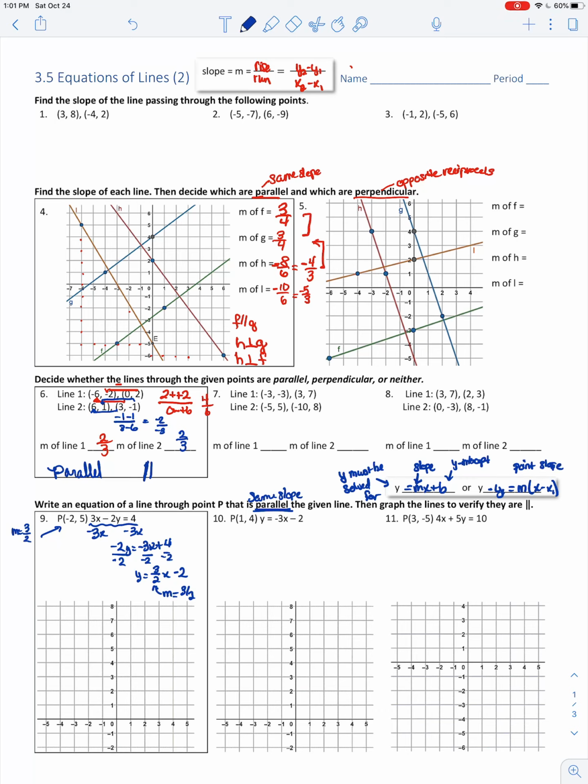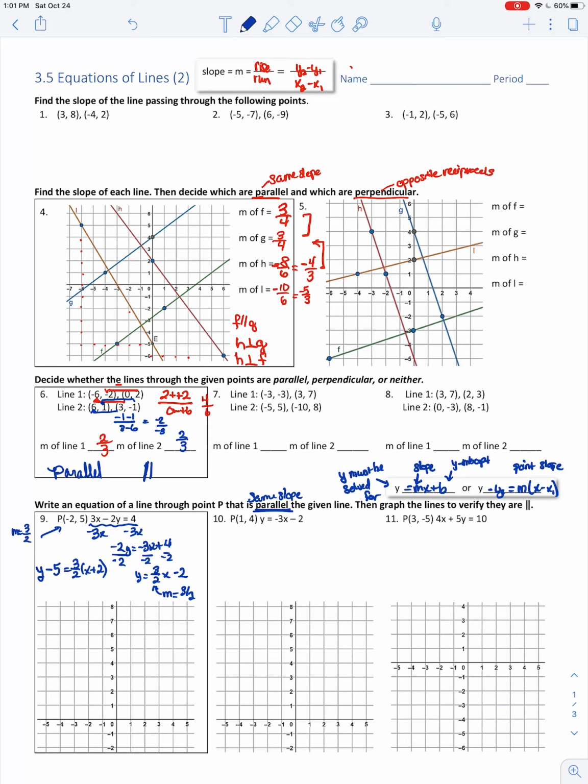The easiest form to use is the point-slope form, since we have a point and a slope. So we can say y, change the sign of the y-coordinate, is equal to our slope times x, change the sign of the x-coordinate. And that is an equation of a line in point-slope form rather than slope-intercept form. So then we need to graph the two lines.